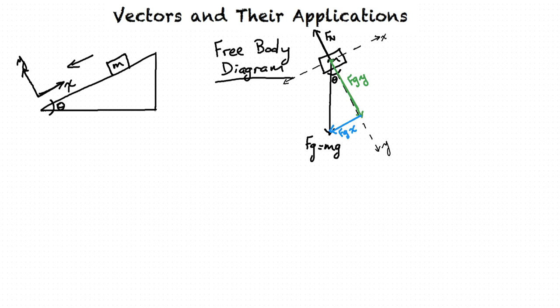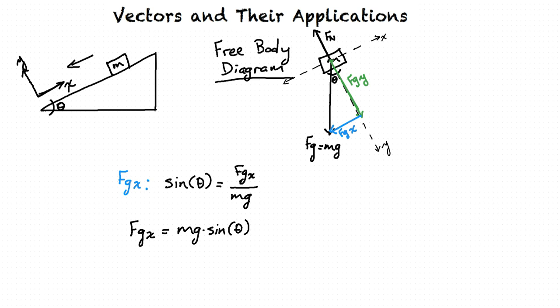So we know the angle is theta and the hypotenuse is mg. How can we find the x component? We can use the sine function: sine theta equals Fgx over mg. We multiply both sides by mg to find that Fgx equals mg sine theta. Exactly. And assuming that left is negative, this is in the negative x direction. So our component with the unit vector is negative mg sine theta i hat.